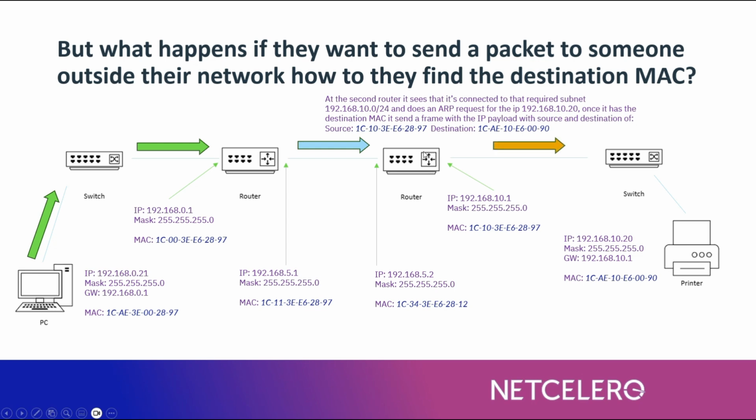The router then takes the IP payload from the PC, pops it into a frame, assigns to that frame a source MAC address of its interface here, and a destination MAC of this printer here. So from the point of view of the printer, the source IP address is 192.168.0.21, but the source MAC address is this value here. It is not the MAC address of the PC.